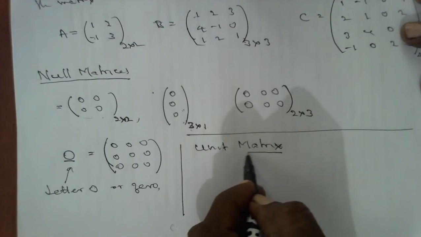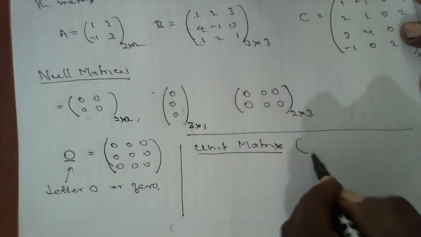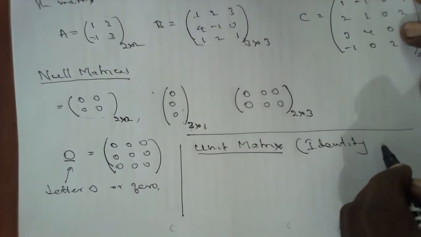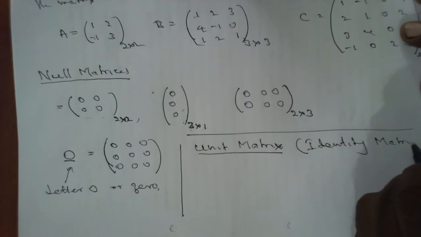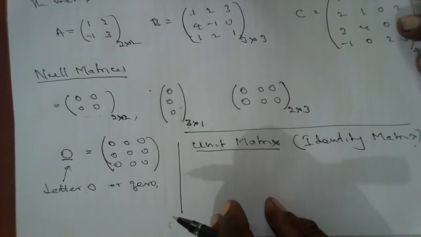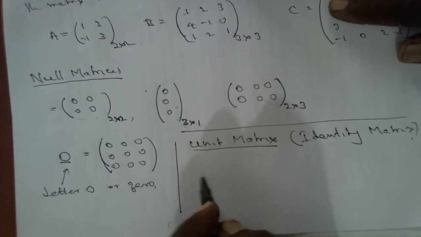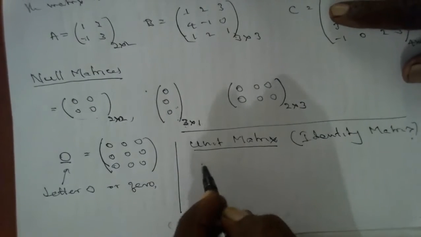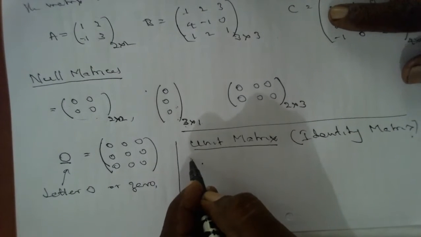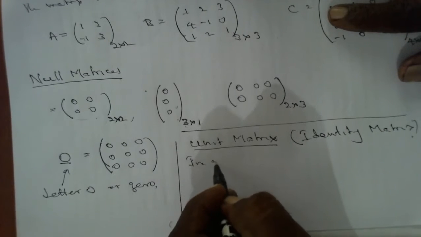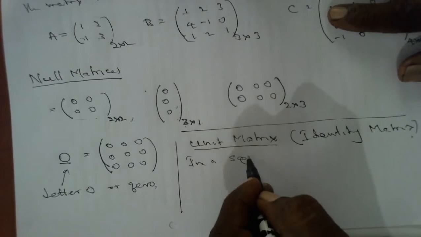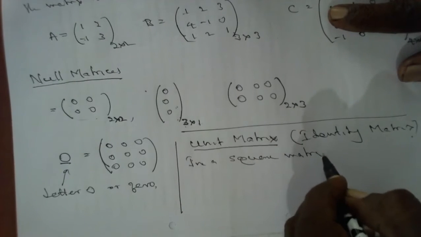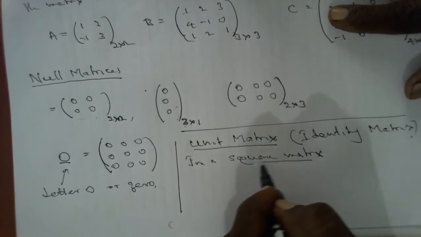Unit matrix or identity matrix. What do you mean by that? So this is for an inner square matrix. Inner square matrix, this is very important.